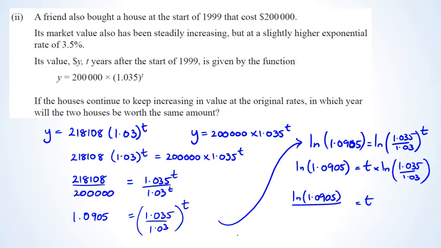1.0905 divided by ln of 1.035 over 1.03, and what we should end up with is t equals 17.89. Now, if it's 17.89, you need to actually make sure you mention which year it's going to be to finish the question. So we're going to say in 2016, the prices are going to be the same.